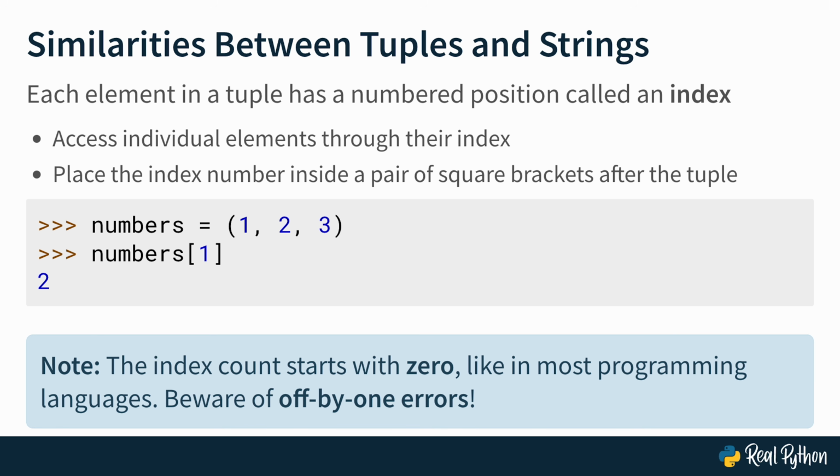Here we've defined a tuple called numbers, which consists of 3 elements, 1, 2, and 3. And then in the next line, you're accessing the element at index position 1, and that is the number 2. As an output, you're going to get the number 2. And note that the index count starts with 0, like in most programming languages. So 1 is at the index 0, 2 is at index 1, and 3 is at index 2, which is why when you access the element at index 1, you get back out the number 2.